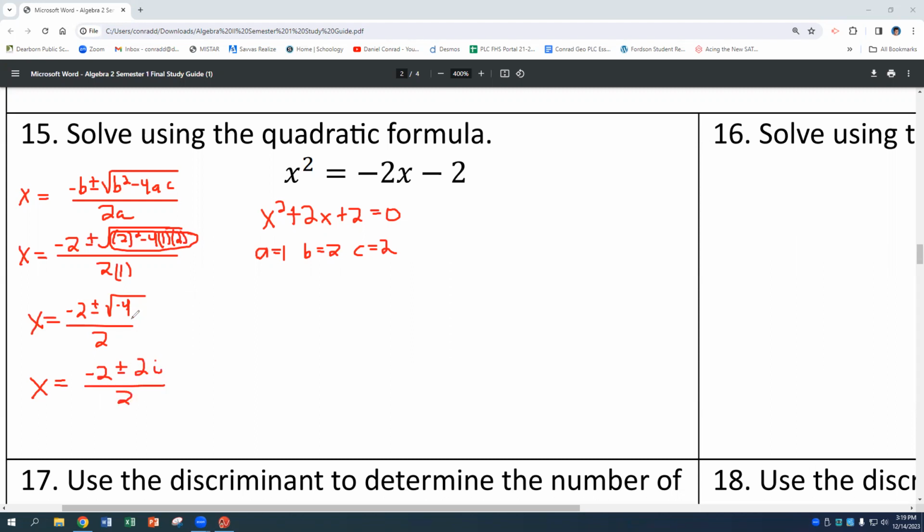Right, square root of 4 is 2, so the square root of negative 4 is 2i. I need to divide both of these by 2, right? So it's negative 2 over 2 plus or minus 2i over 2, which is going to give me negative 1 plus or minus i. Okay, so my two solutions are going to be x equals negative 1 plus i and x equals negative 1 minus i.